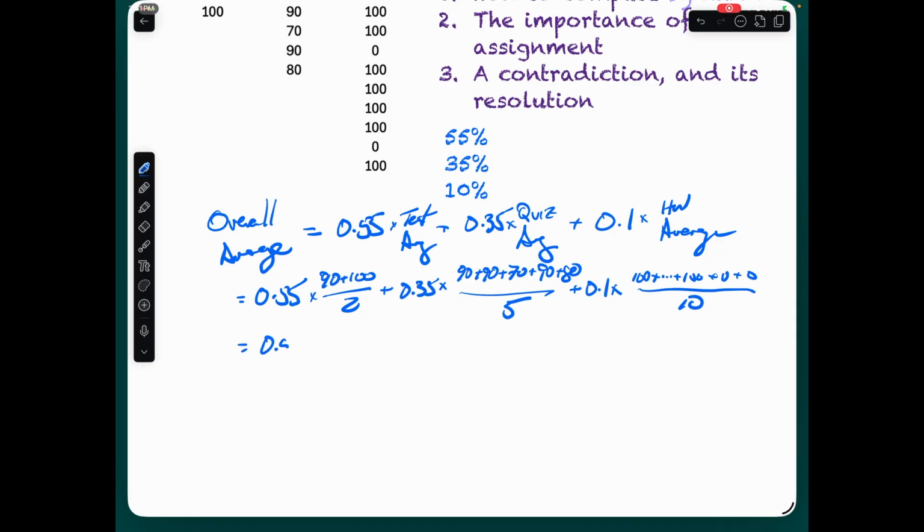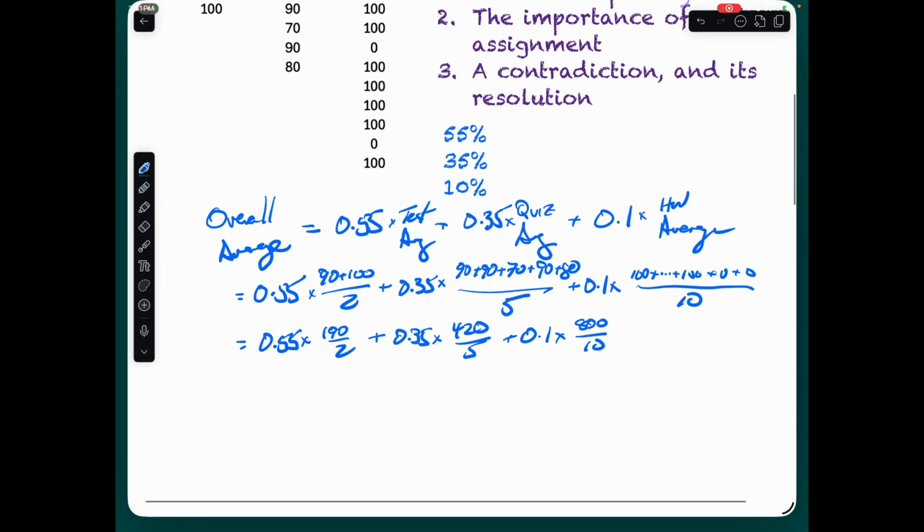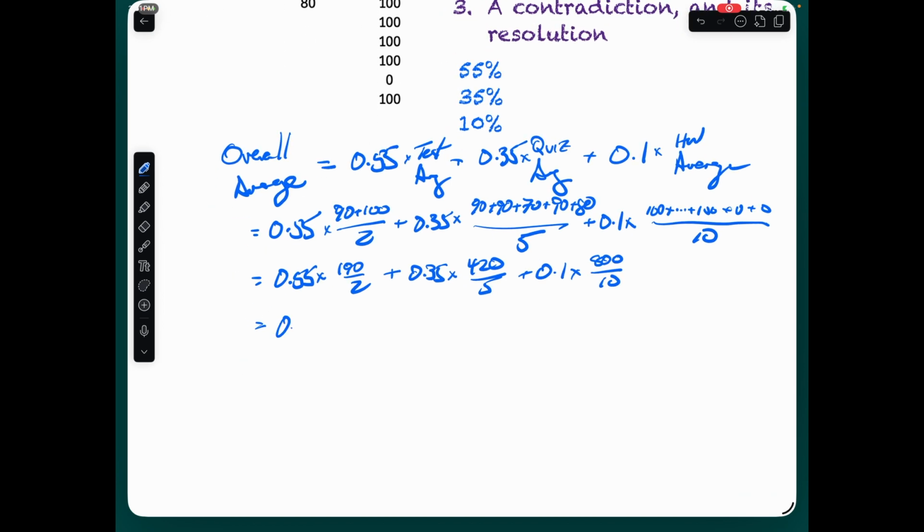I'm going to wind up doing 0.55 times 190 over 2 plus 0.35 times, if I add up the quiz grades, I get 420 over 5. And then 0.1 times, if I add up those grades, I get 800 divided by 10. Which is simply 0.55 times 95 plus 0.35 times 84 plus 0.1 times 80. And these numbers right here, 95, 84, and 80, those are the averages of the 3 types of assignment.